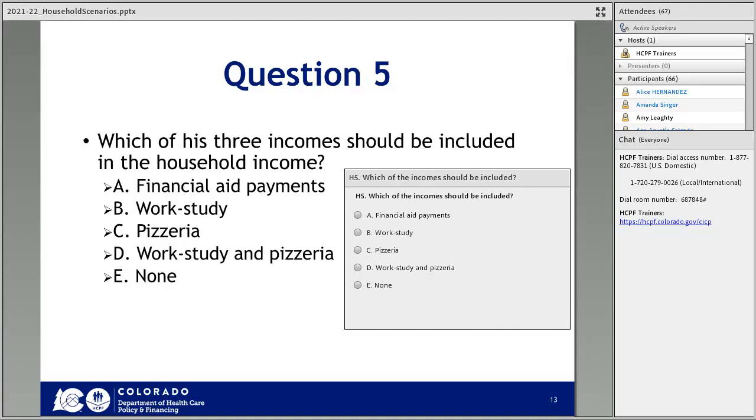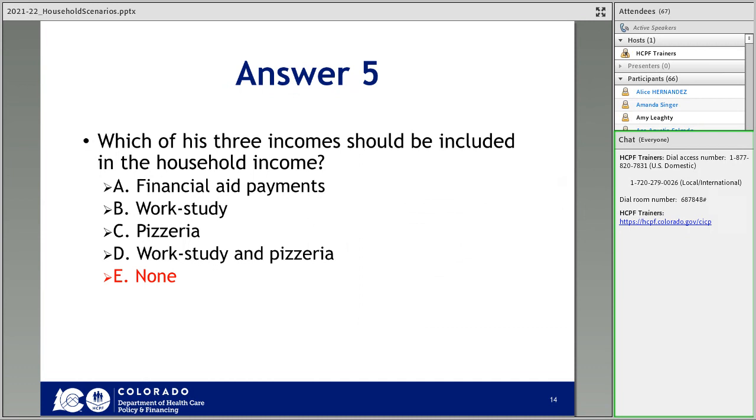Okay, so the correct answer is none. Since he is considered to be in the household and considered to be living with his parents, his income is not counted from the pizzeria. It's also CICP rules that financial aid payments and work-study income is not countable for CICP.